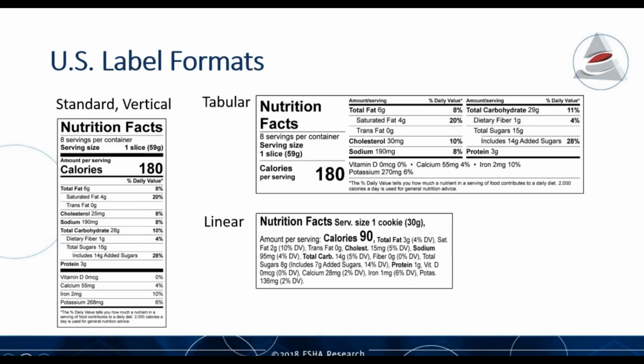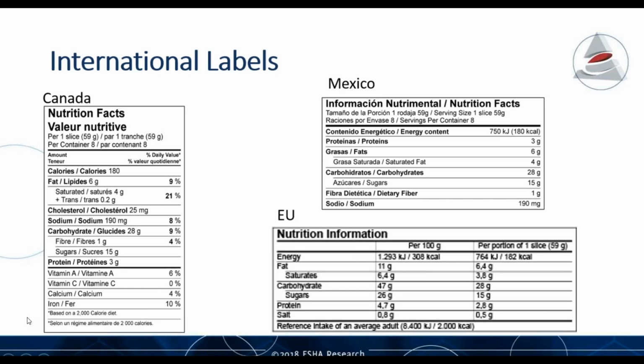We have additional format labels. Here are some US examples with the standard vertical, the tabular, and the linear labels. These help you address the needs for different packaging shapes and sizes. Genesis also has several modules that help you work with US labels or other countries. We have Canadian labels, Mexico labels, and EU labels. Each of these formats is built to the respective country's regulations. The Canadian label is available in the 2003 and the 2016 formats.